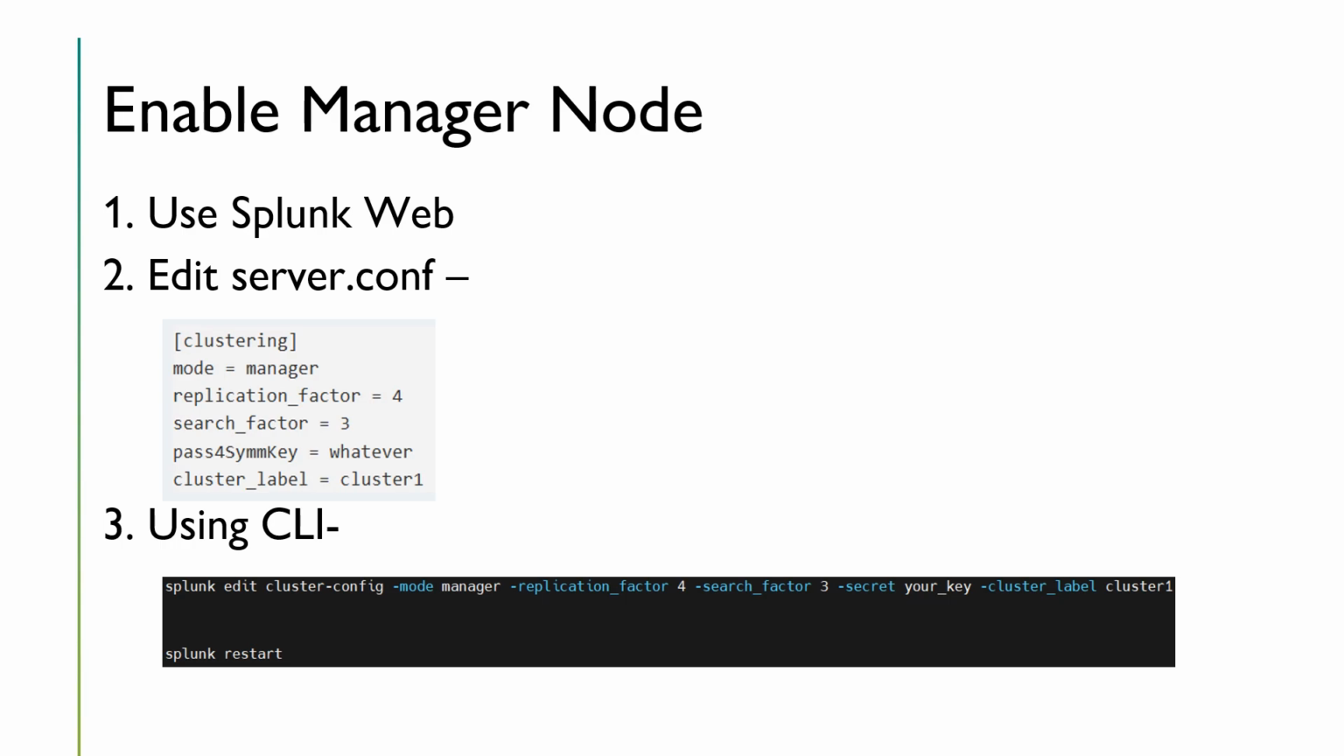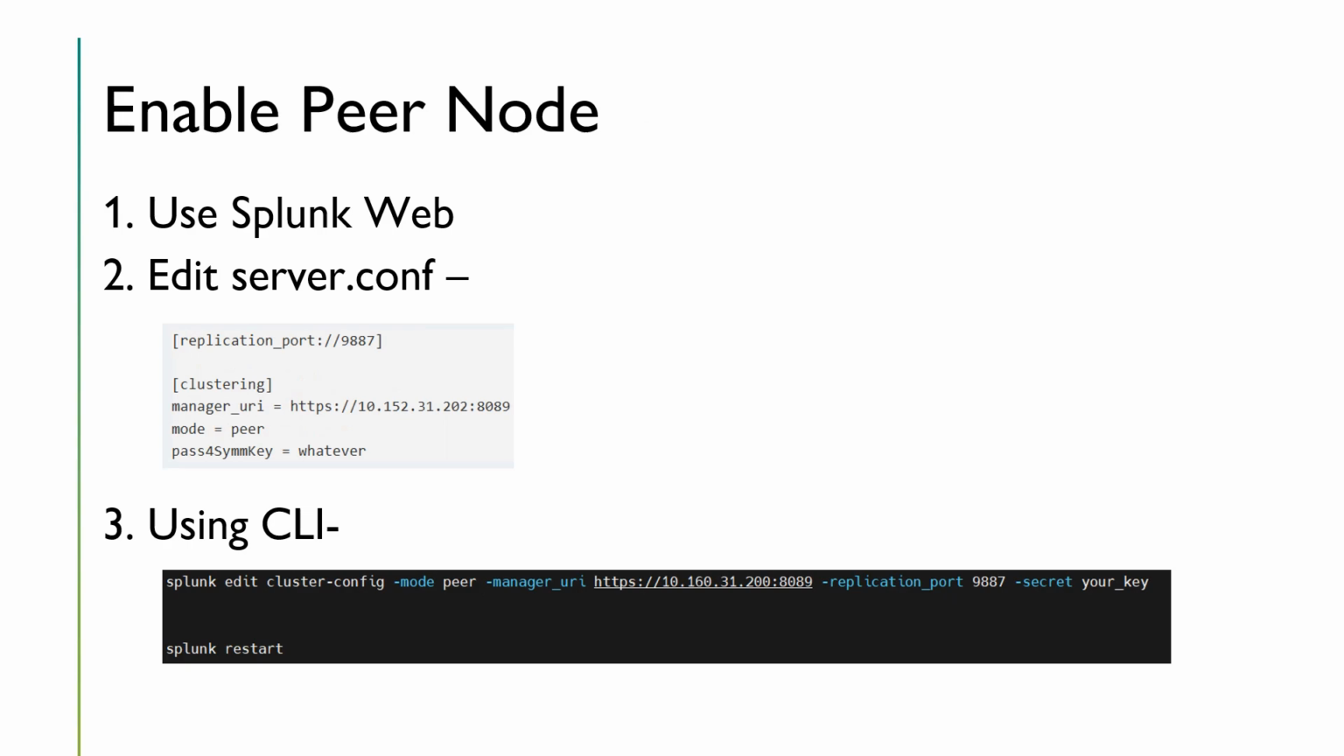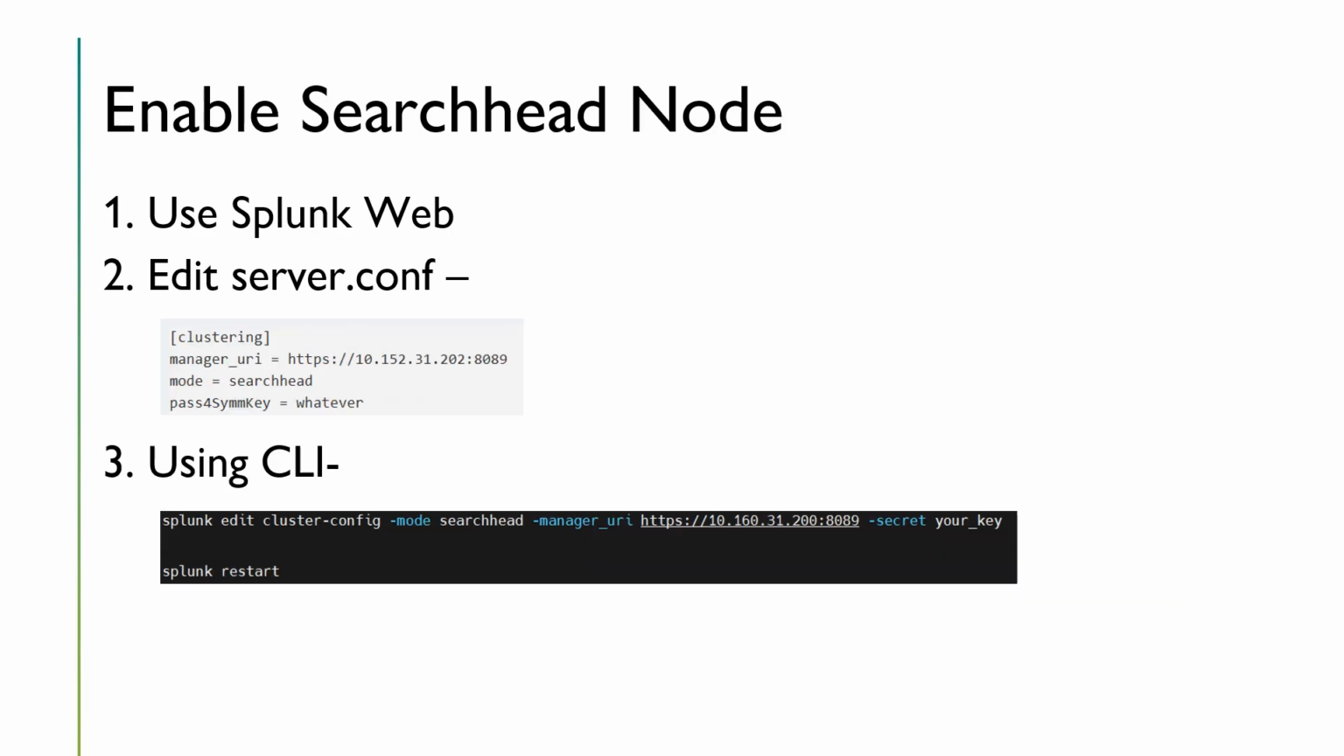I have put in steps here, just sample data for your reference. We'll see how to do it using Splunk Web when we do it practically. Then you can directly edit server.conf, or you can use the Splunk CLI as well. It's the same across all kinds of nodes, whether you are working on the master node, peer node, or search head. The process remains the same. You can do it either way.